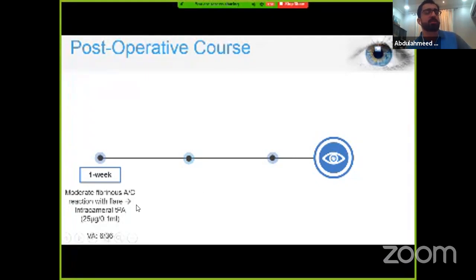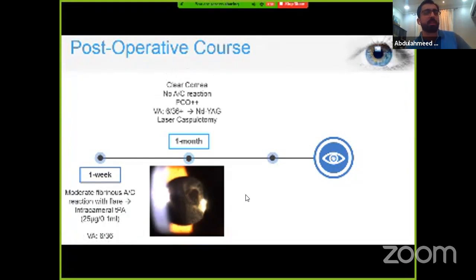However, at 1 week post-operatively, despite being on 1 hourly topical steroid for the first 3 days, then 2 hourly for the rest of the week, we did notice he had a significant fibrinous AC reaction with flare. We didn't want to risk the IOL developing any pigmentation or having a problem with the IOL, so we injected him with intracameral TPA, and at 1 month after this injection, his vision improved to 6/36 plus, but this time with significant posterior capsular opacity.